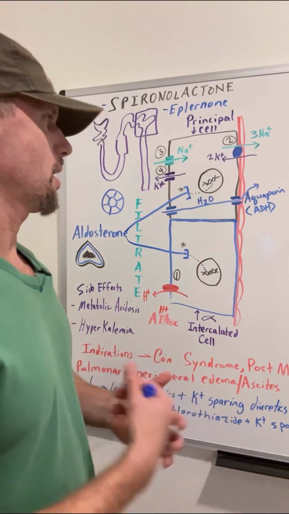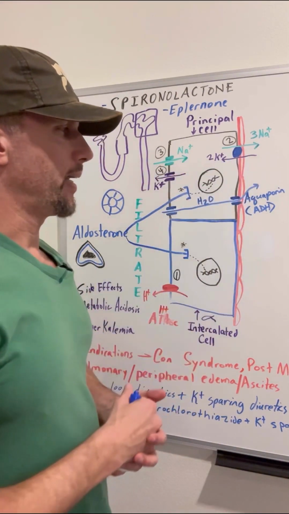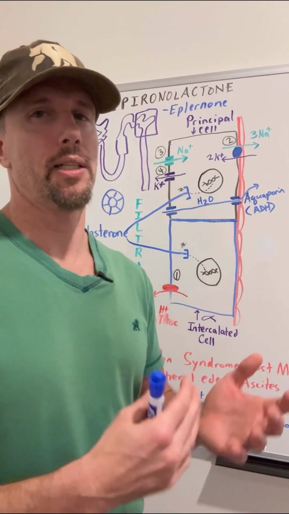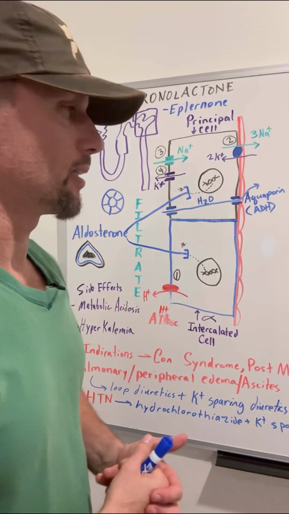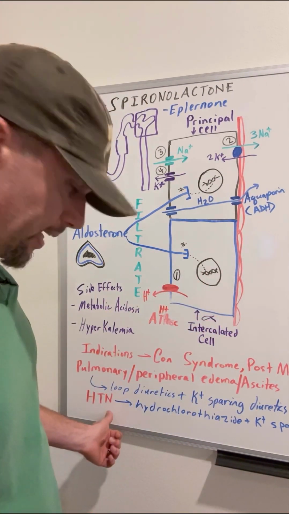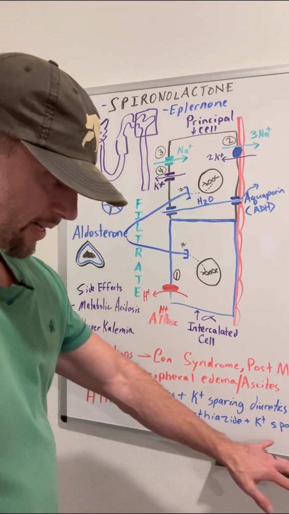If you block aldosterone, you block the reabsorption of sodium, and you don't get that same blood volume increase, and you can actually decrease the blood volume, decrease the blood pressure. So that's one of the indications: hypertension, or high blood pressure. You can use a potassium sparing diuretic.